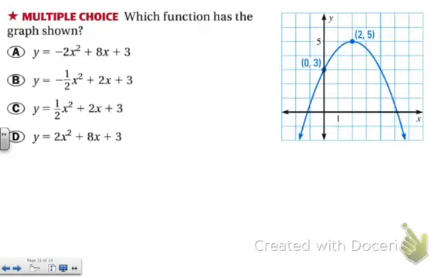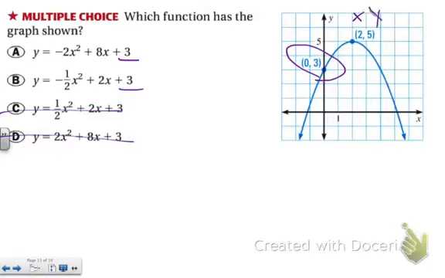Alright, and for our last example, which function has the graph shown? So notice that this parabola is facing down, so it has to be a negative quadratic function, so it can't be C or D right off the bat. And then, well, this tells us that the y-intercept is 3, but they both have a y-intercept of 3. So then I sort of just have to figure out which one has a vertex of 2, 5. Also, remember that stands for x and y.